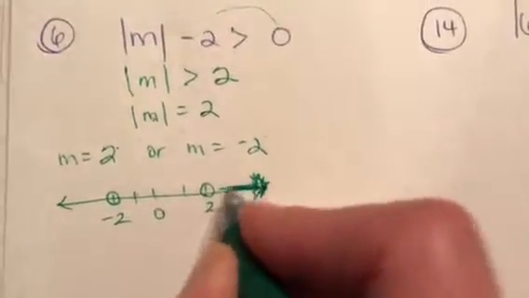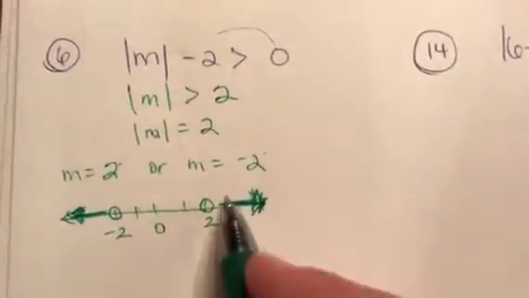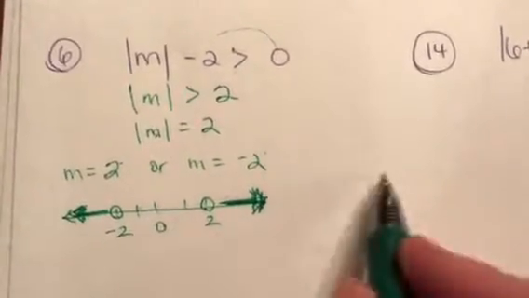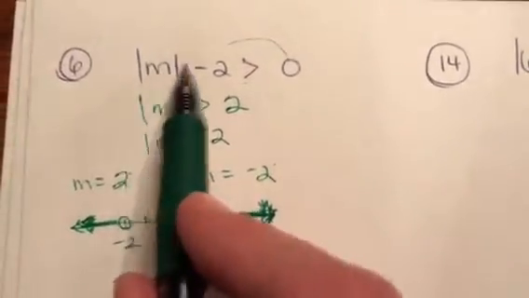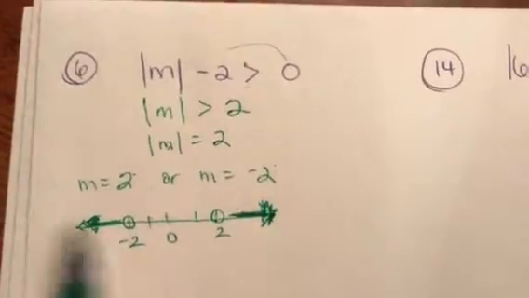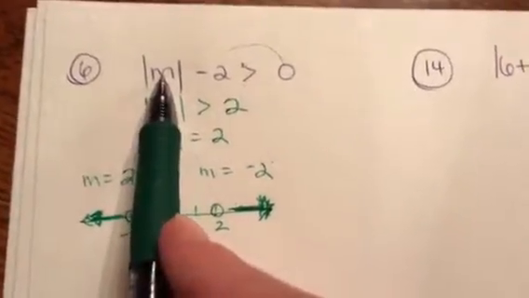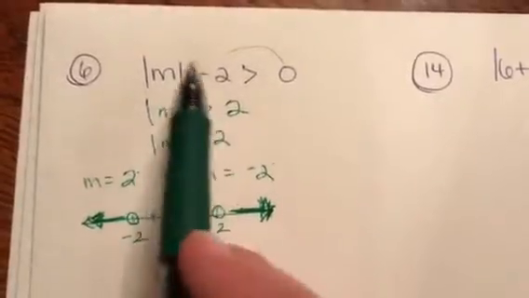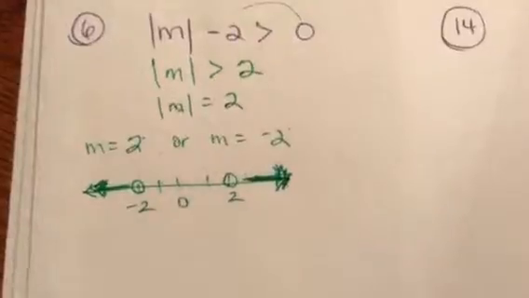Now if you don't believe this, you can plug in some values and check it. Like pick something here to the right, anything. There's infinitely many numbers. How about 3? The absolute value of 3 is 3. 3 minus 2 is 1. 1 is greater than 0. You could also pick something over here. You could try negative 10. The absolute value of negative 10 is 10. 10 minus 2 is 8. 8 is indeed greater than 0. So this is your little graph right here.